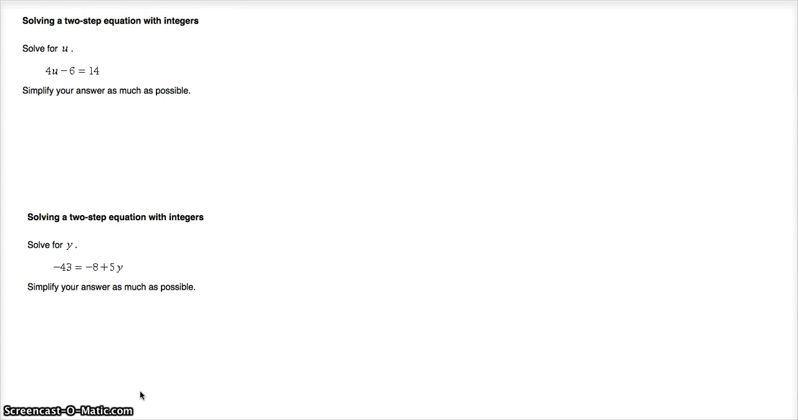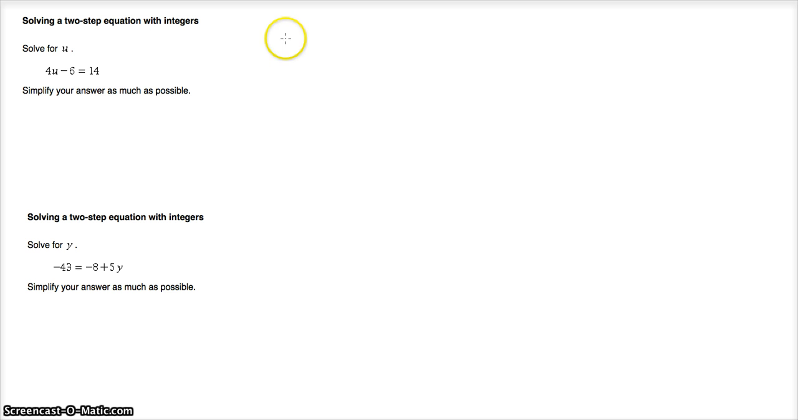Solving a two-step equation with integers. We're going to do the same thing that we did with two-step equations with whole numbers. We're going to apply the same principles. We're going to isolate the variable, and then we're going to add the opposite values. And then we're going to apply the multiplicative inverse to solve for our variable.